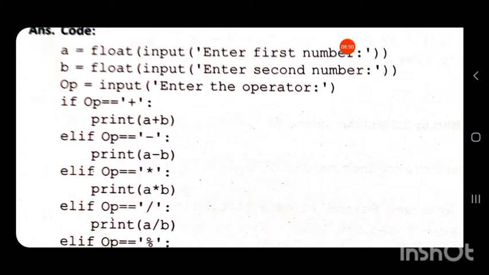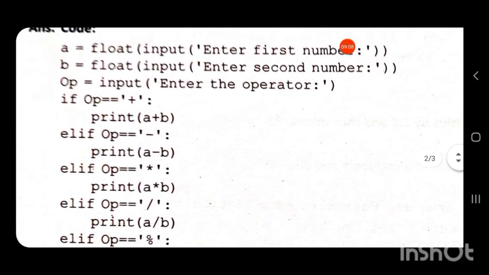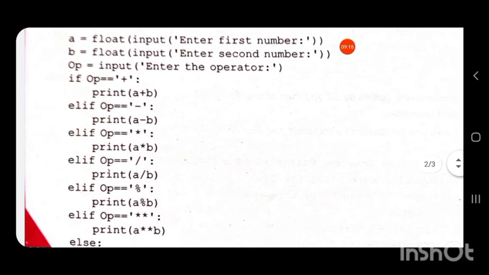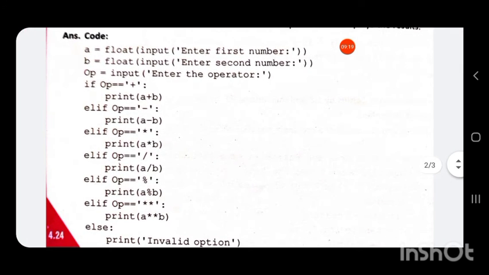Here float and int are not used because the input function directly takes the input in the form of a string. So the operator here we are considering just as a string to display what operation is to be performed. So the user can either enter plus, minus, star, division, modulus or power. So all these 6 operators can be entered by the user. The user has to enter this operator.